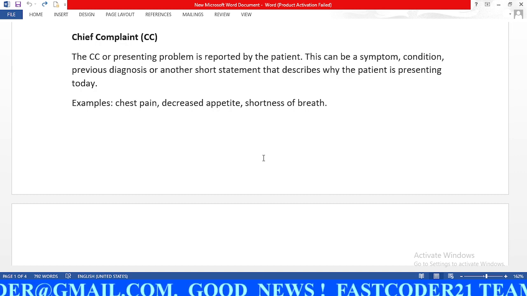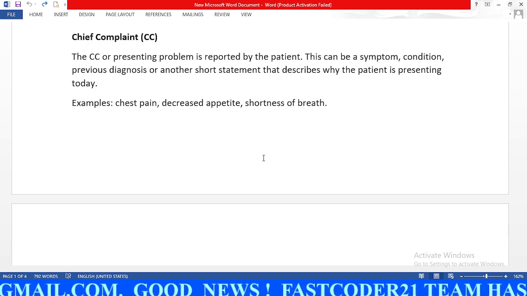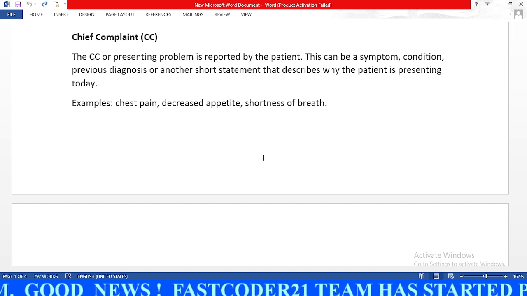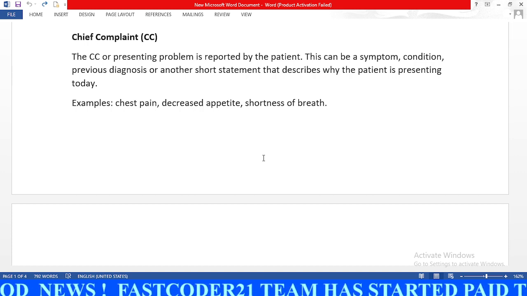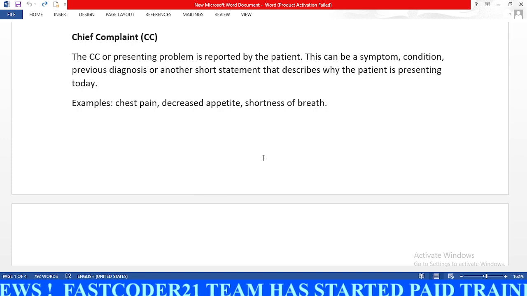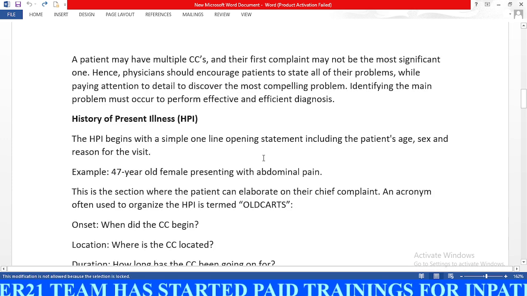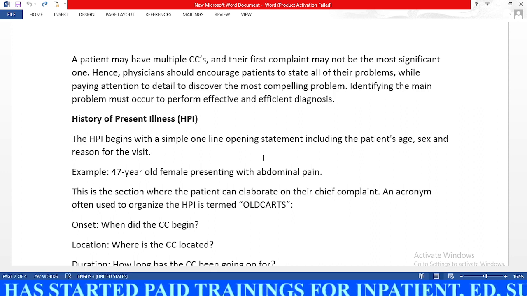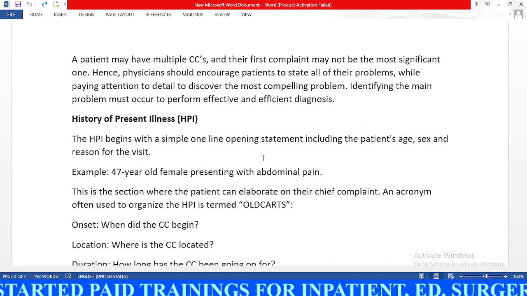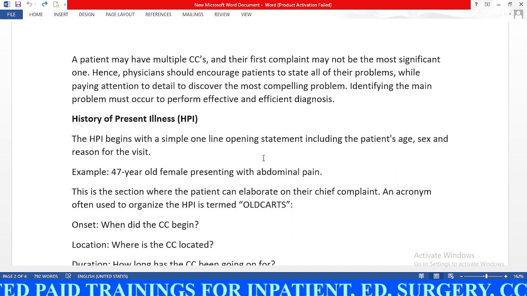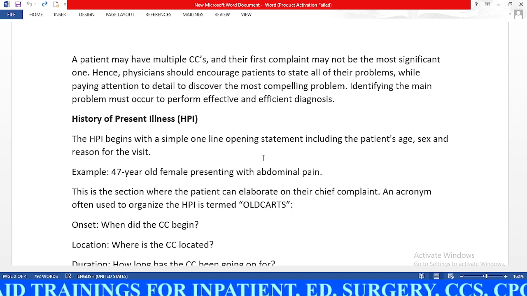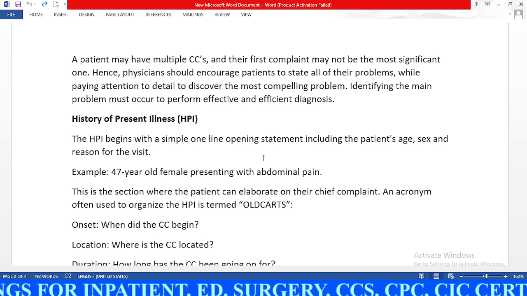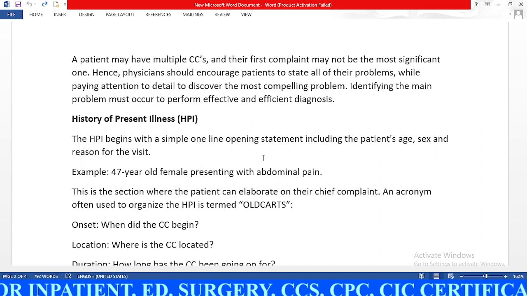After the assessment and plan, the physician will diagnose the reason for all these symptoms and finalize the diagnosis for the current admission or encounter. A patient may have multiple chief complaints and their first complaint may not be the most significant one. Hence physicians should encourage patients to state all of their problems while paying attention to detail to discover the most compelling problem. Identifying the main problem must occur to perform effective and efficient diagnosis.